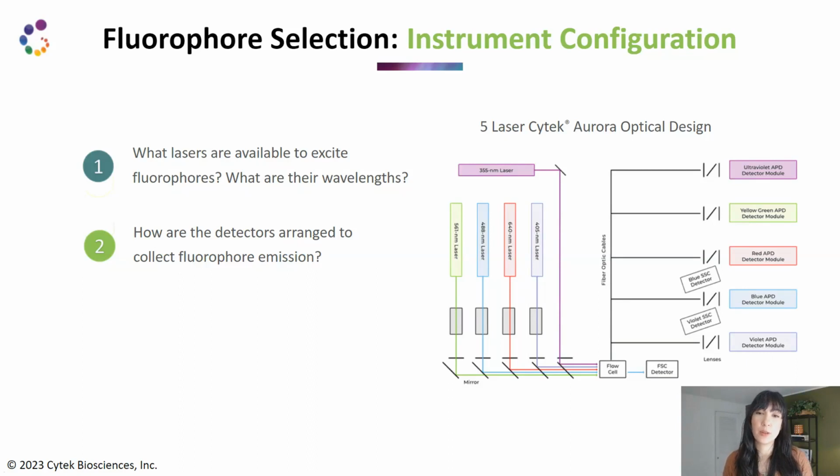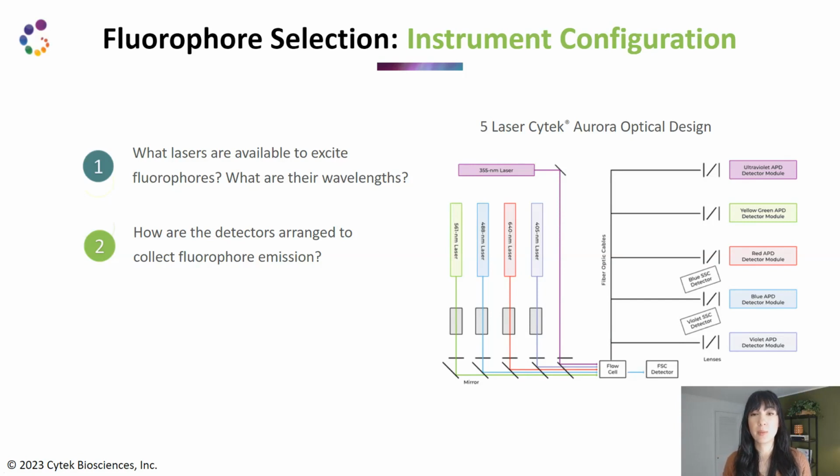So our example image on the right there is a 5-laser Aurora, which is a full spectrum cytometer. And the way that this instrument is configured is we have a detector array that matches each laser. So 5 lasers have 5 matching detector arrays. And ultimately, there's going to be a grand total of 64 detectors in this system. And all of these detectors are going to be utilized to pick up the fluorophore emission for all of the fluorochromes.